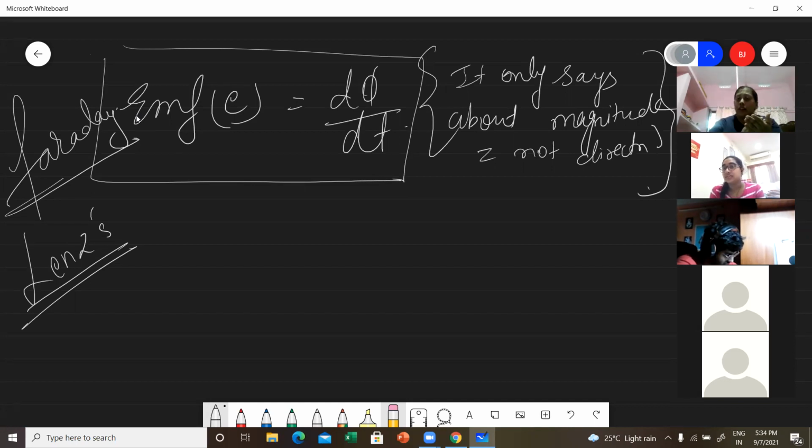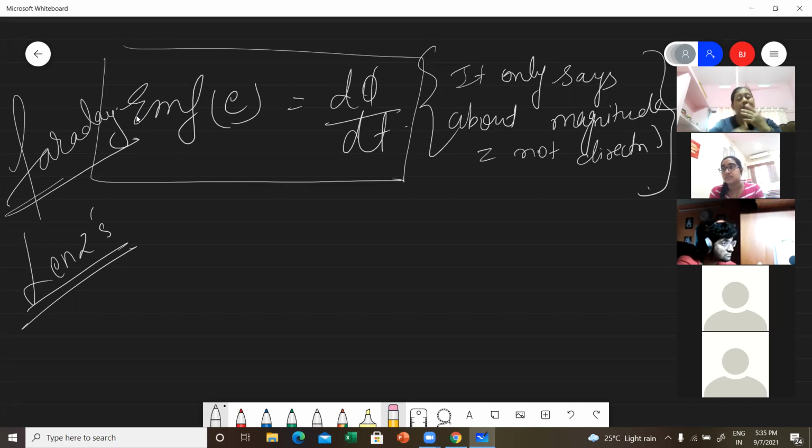See, Faraday's law is clear to you: Faraday's law explains our electron current. Lenz's law explains our conventional current. Just roughly you can understand it like this. This is not a fact, I am just explaining roughly. So how will you remember it? EMF is induced in Faraday's law. The EMF is just induced. That is my current.